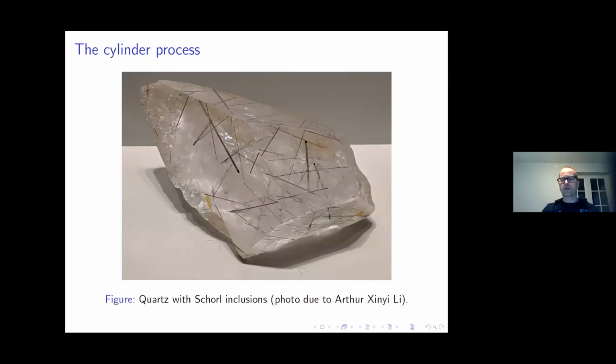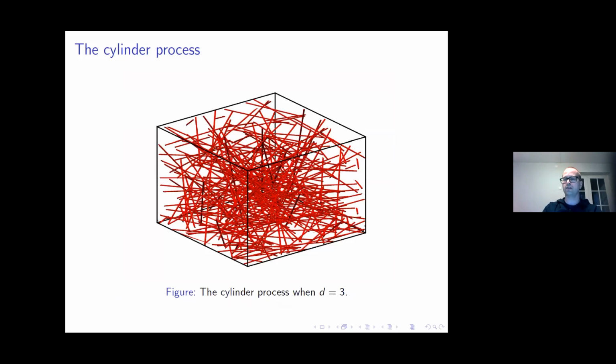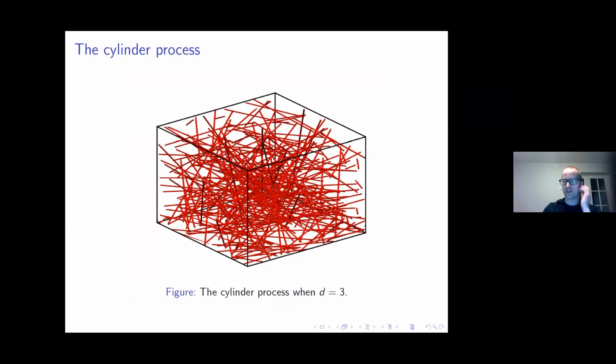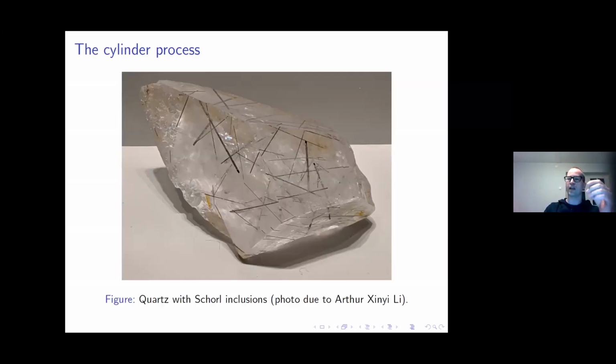And in the summer of 2019, I bumped into a colleague, Arthur Lee, at a conference, and he's also working on the Poisson cylinder model. And he showed me this picture. So he had been to the Smithsonian Museum in Washington, and he found this quartz crystal with impurities known as Schorl inclusions. And they look a bit the same, like you're taking a Poisson cylinder model and just restricting it to this crystal. And it's nice to show this, I think, because it tells me that some of the stuff that maybe looks strange when you simulate it actually does appear in the real world.